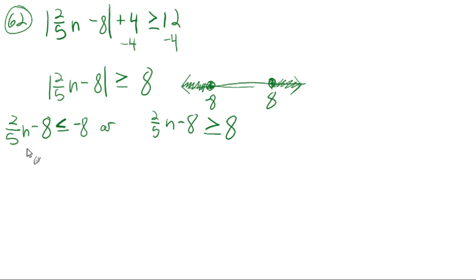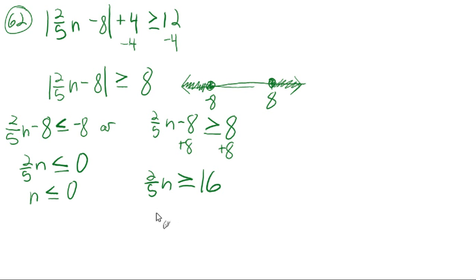Now we'll add 8 to both sides, and 2/5 n would be less than or equal to 0. And then n would be less than or equal to 0. Then add 8 on both sides for the other inequality: 2/5 n is greater than or equal to 16. Multiply by the reciprocal on both sides, because we get to cancel these out. That's 5/2. This can cancel with 16. This will be an 8. And n needs to be greater than or equal to 40.